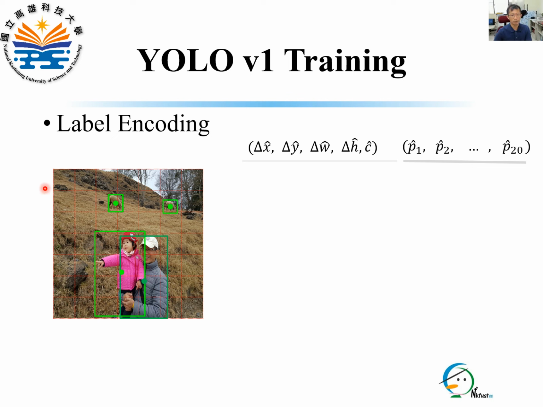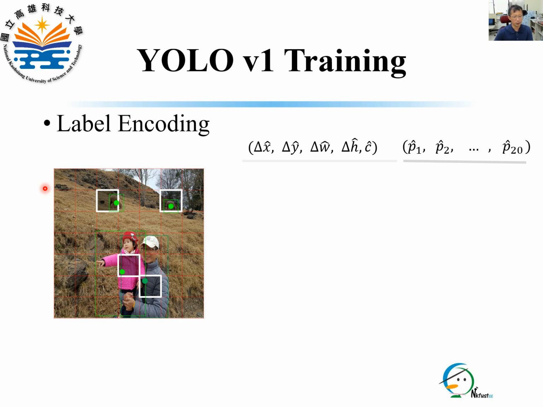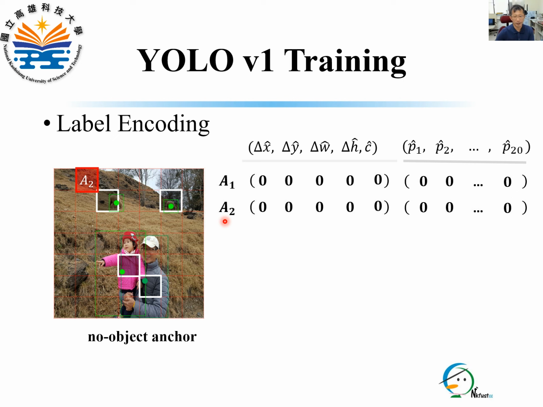In this example, there are 4 objects whose center points fall into these 4 grids called the object anchors. The ground truth labels of these 4 objects are used to generate box parameters and the class probability for all anchors. Since the first anchor is a non-object anchor, the parameters encoded by this anchor are zeros, and similarly for the second anchor.